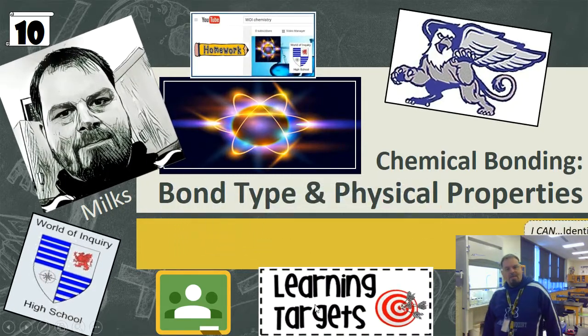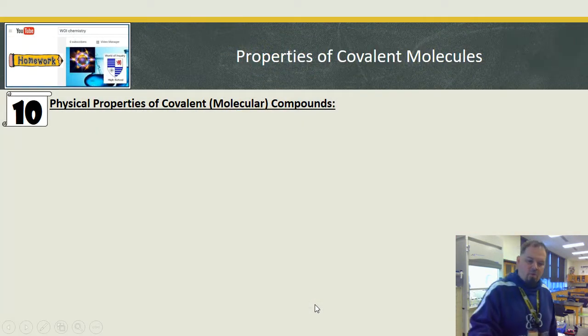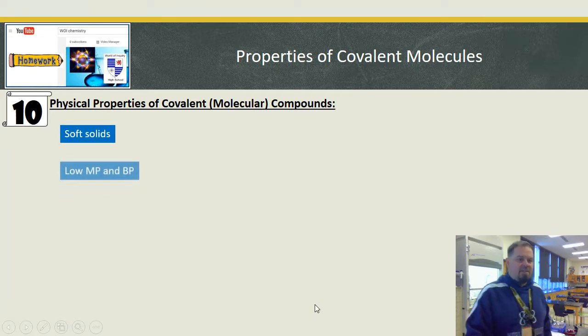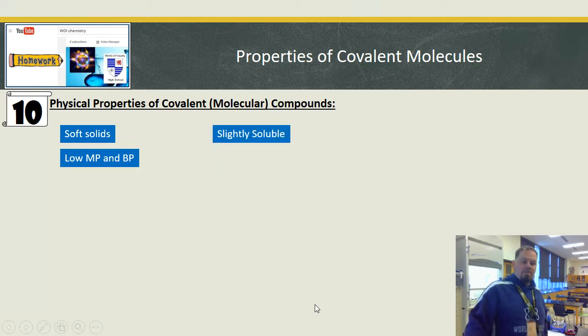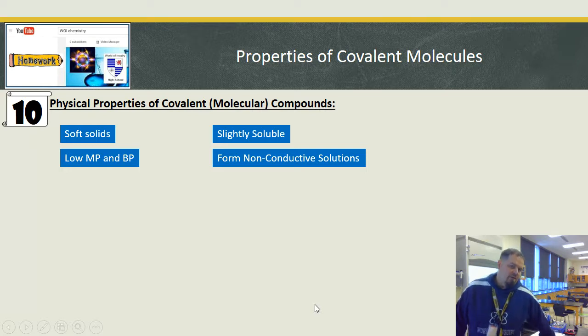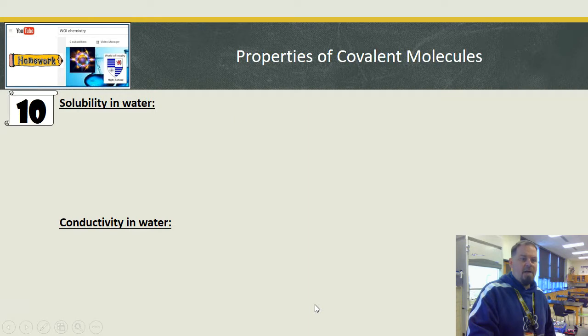Video number 10. Today we're going to get into physical properties of covalent compounds. We've done drawing, we've done naming, and now what are their properties? They are generally soft solids. Think of sugar. They have a low melting point and boiling point. They are sometimes soluble, like sugar is, but not all of them are. A lot of them are waxy type things that don't dissolve. And then they form non-conductive solutions. If they form solutions at all, they will be non-conductive, and that is our big tell.